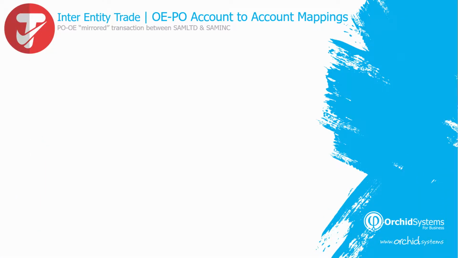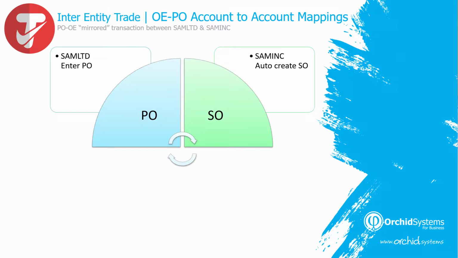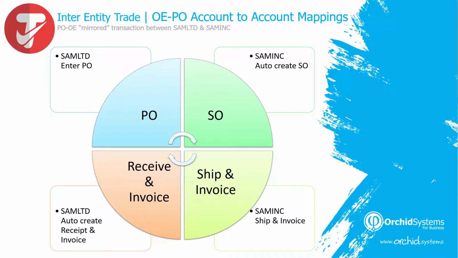The first example we're going to do for OEPO trade is a mirrored purchase order to order entry using the account-to-account mappings. In SAM Ltd, we're going to enter a purchase order. Inter-entity trade will automatically create a sales order in SAM Inc. And then when we go into SAM Inc and ship and invoice the sales order, inter-entity trade will automatically receive and invoice the purchase order.